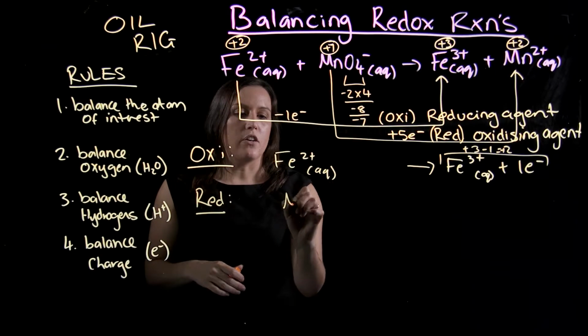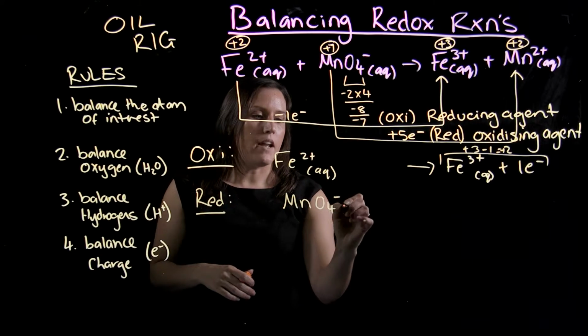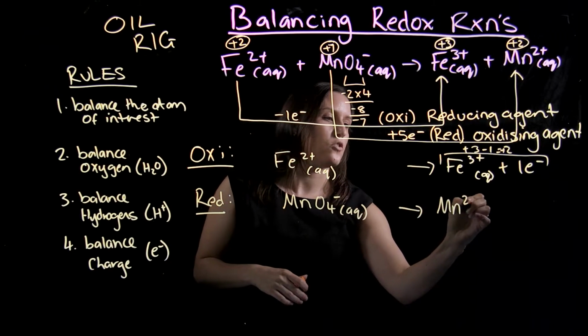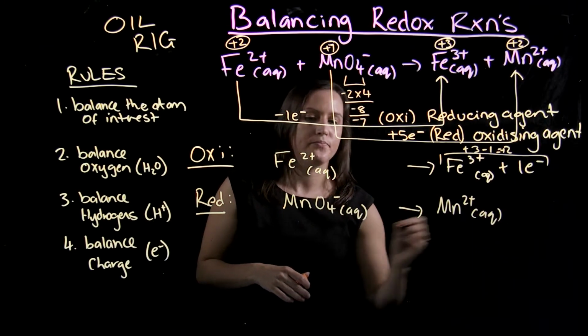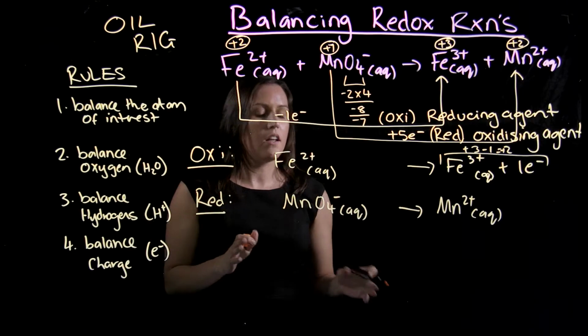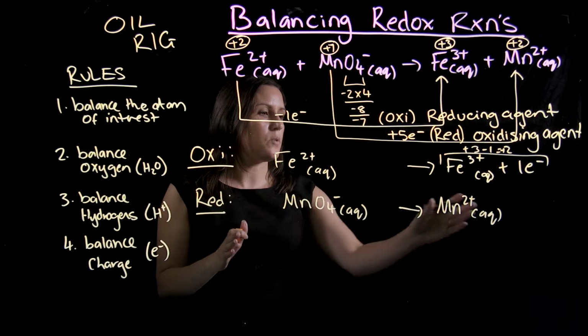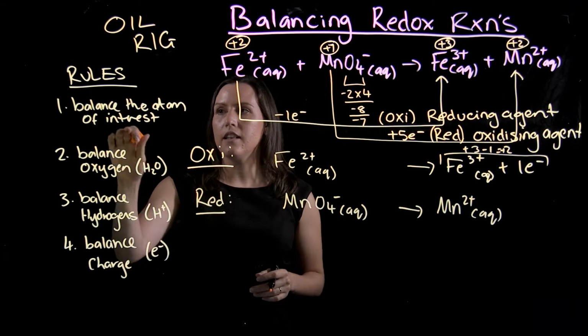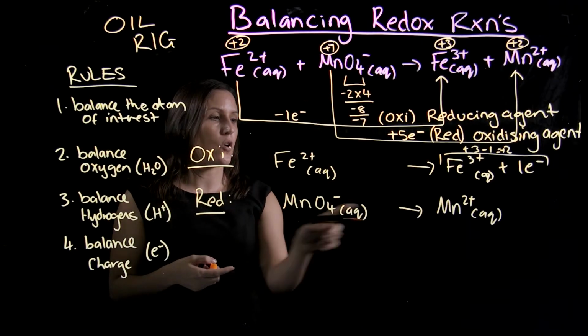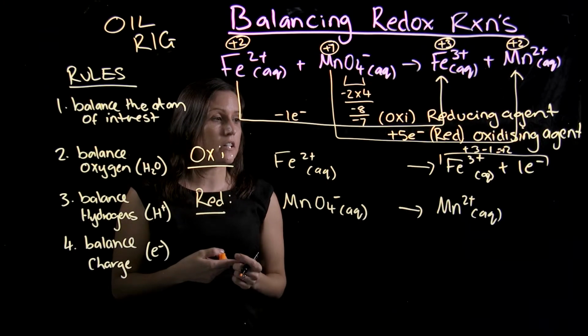Okay, so we've got MnO4⁻ (aq), and we've got Mn2+ (aq). Probably should have left more of a gap there, but we'll work with it. So we've got MnO4⁻ and we've got Mn2+. Looking at our list, firstly, we want to balance our manganese, making sure you've got 1 on each side, which we currently do.